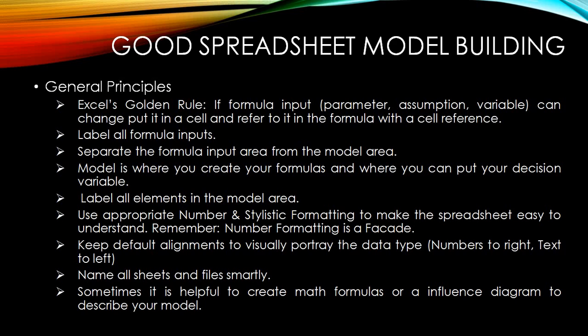So the first one is Excel's golden rule. If a formula input, that is the parameter, assumption or variable, can change, we put it in a cell and refer to it in the formula with a cell reference. What do you mean by this? Let me explain. Whenever I create a formula, we should not be typing values into it. We need to refer to the values.